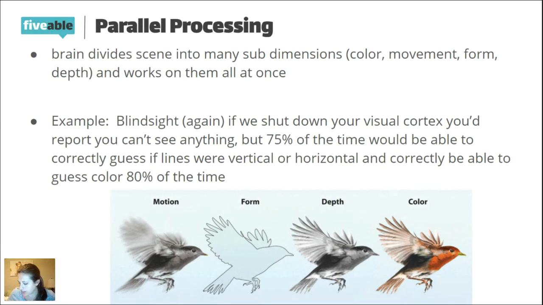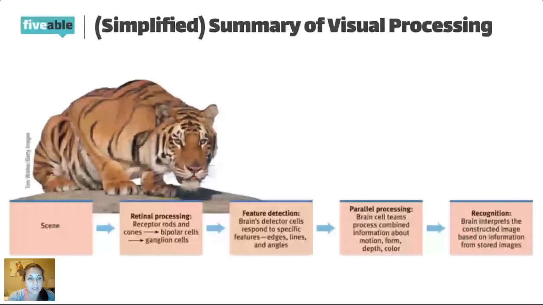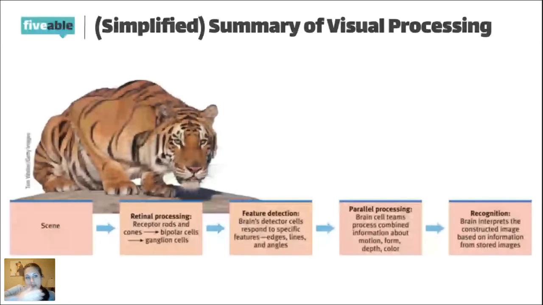So to summarize then, how visual processing works. Let's say we're looking at this tiger. What process does my eye and my brain go through to see it? So first, it's the retinal stuff. It's the rods and the cones. They're taking in that info. They trigger the bipolar cells, which trigger the ganglion cells, and then the message goes to my brain. So that's the eye part. Then in my brain, I have feature detector cells that are responding to edges, lines, and angles. And then the parallel processing happens where I start to combine all of that information, the motion, the form, the depth, and the color. And then the final product is I see a tiger.